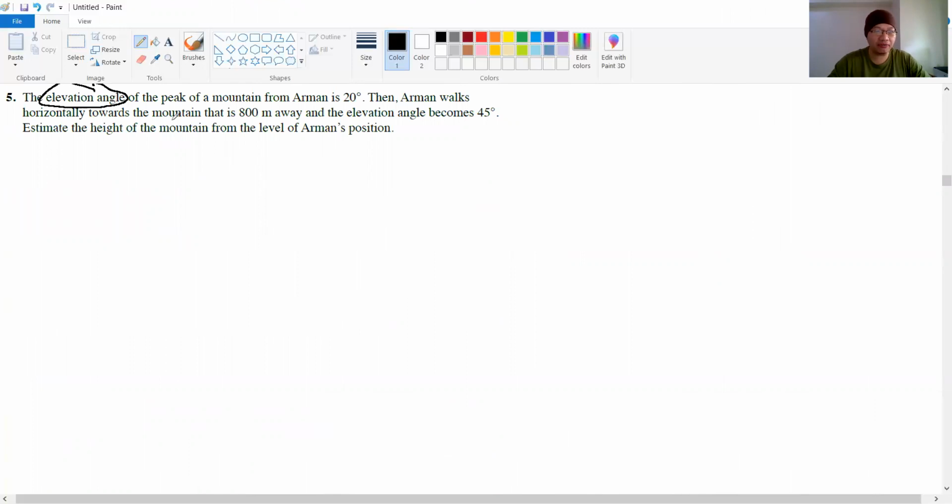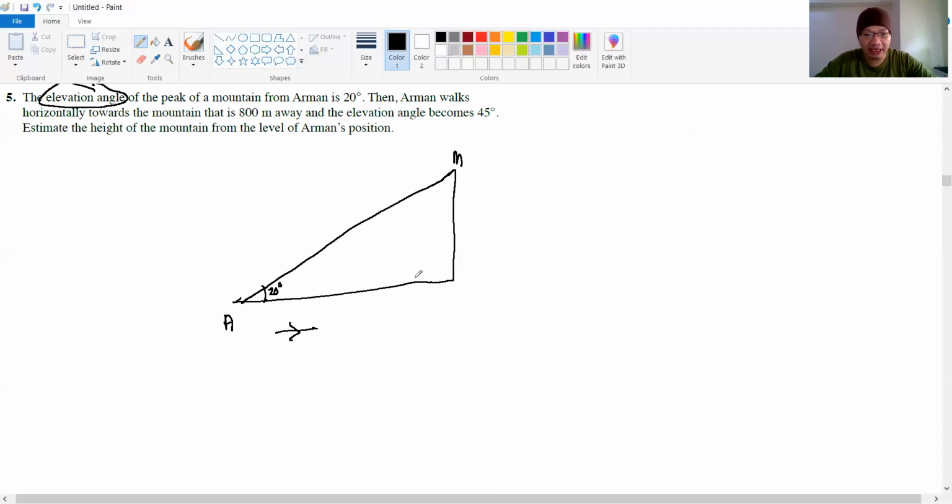The elevation angle of the peak of the mountain from Arman is 20. This one is another bearing. Peak mountain and Arman, so let's draw. Okay, this is Arman. This is the angle of Arman viewing the top of the mountain. This is the top of the mountain. The view of Arman's eyes is 20 degree. Then Arman walks horizontally towards the mountain. He moved in this direction, 800 meter away. Then he stopped, and the elevation angle became 45 degree. What we understand for 800 meter is that this one is, let's say, the ground floor of the mountain.